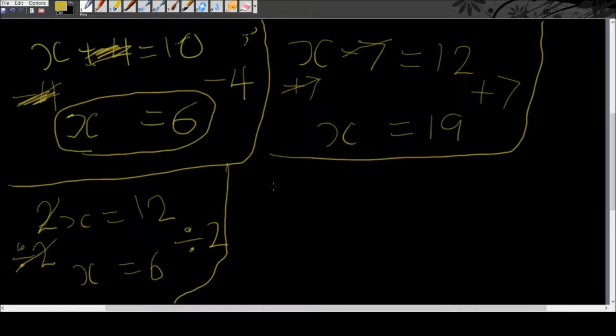Okay, let's look at another example. So we've got 7x is equal to 21. Okay, so 7x means 7 times x. The inverse operation of multiplication is division. So we need to basically divide both sides by 7, divide that side by 7, and also divide that side by 7 as well. That's going to get rid of that 7 for us. So we're just going to be left with our x. 21 divided by 7 is going to give us 3.